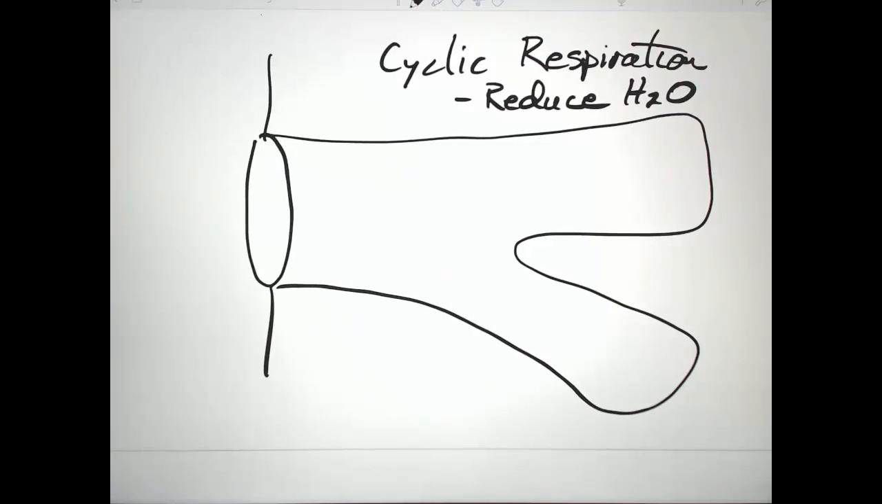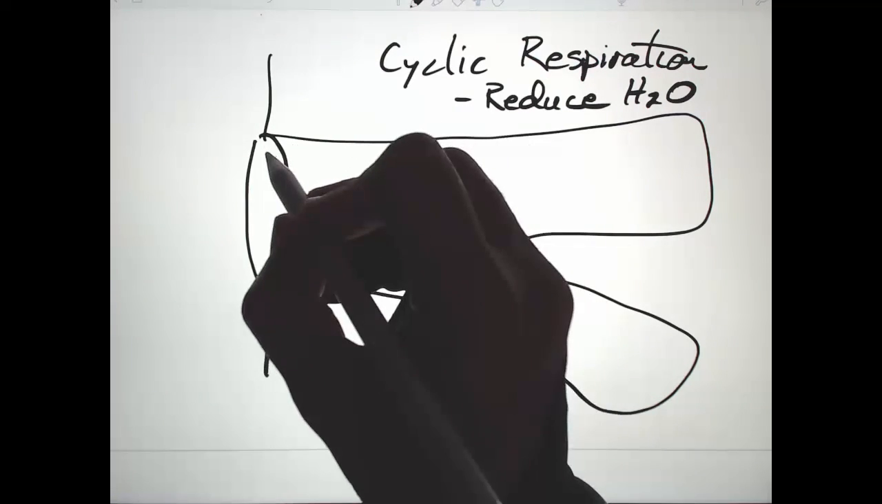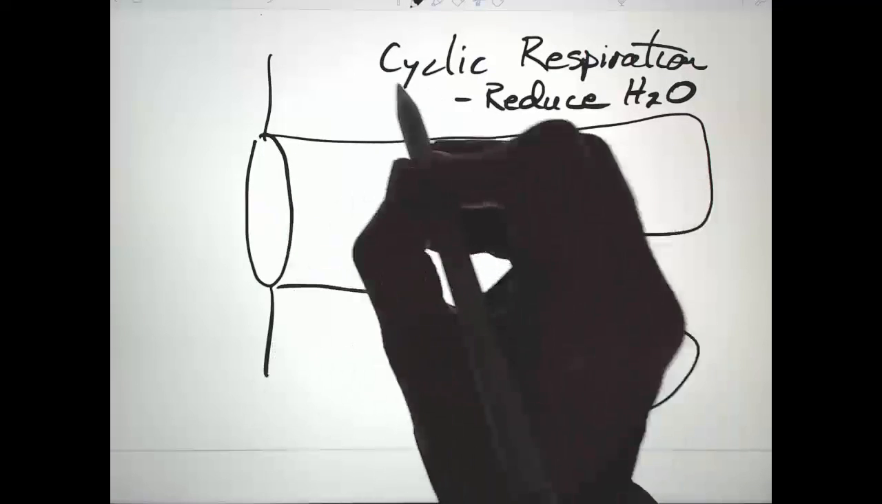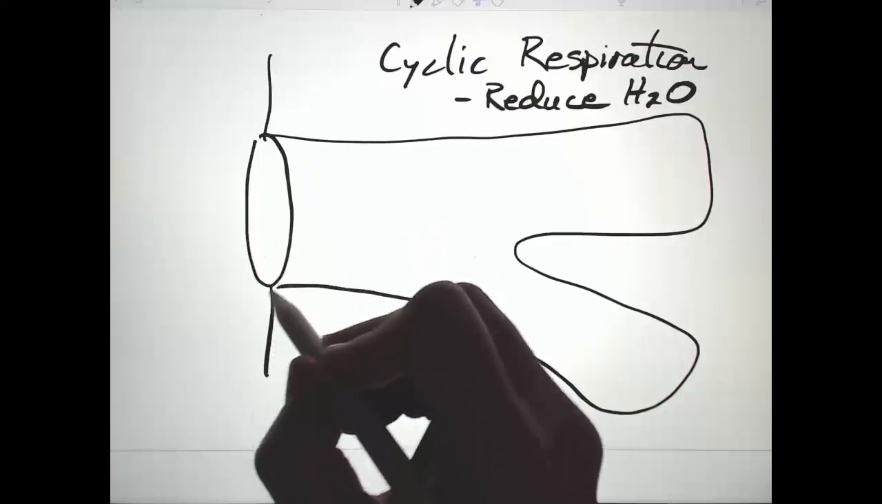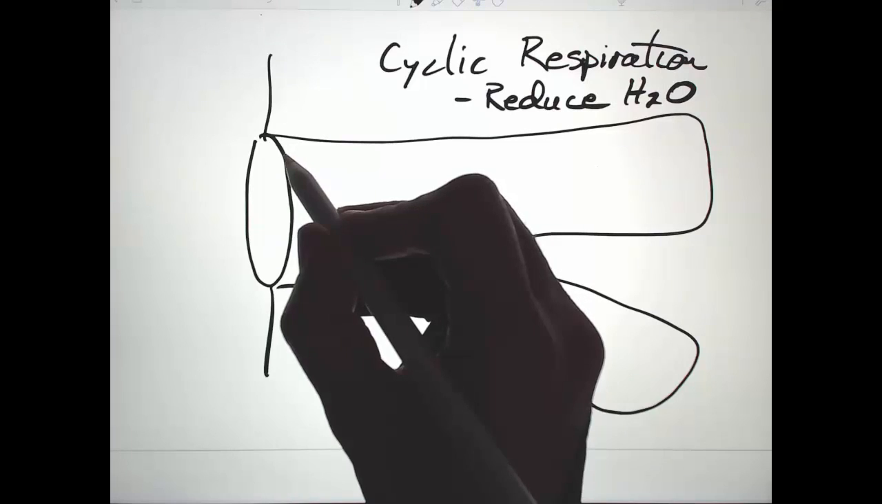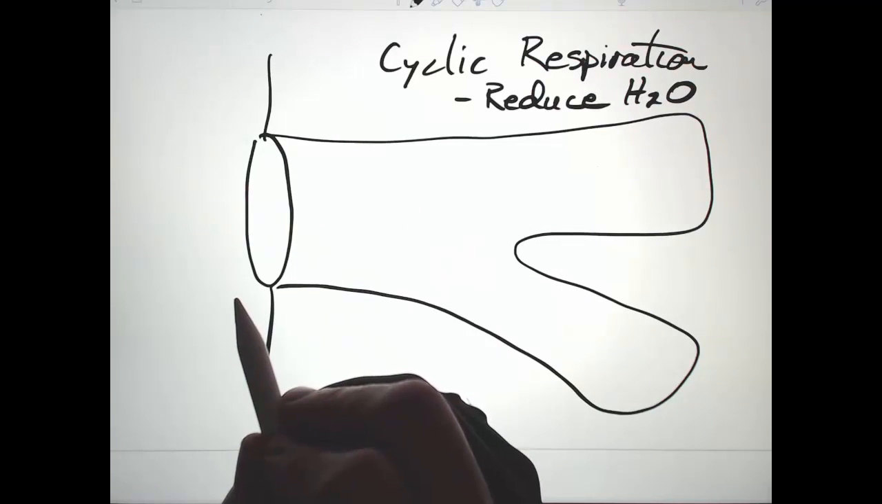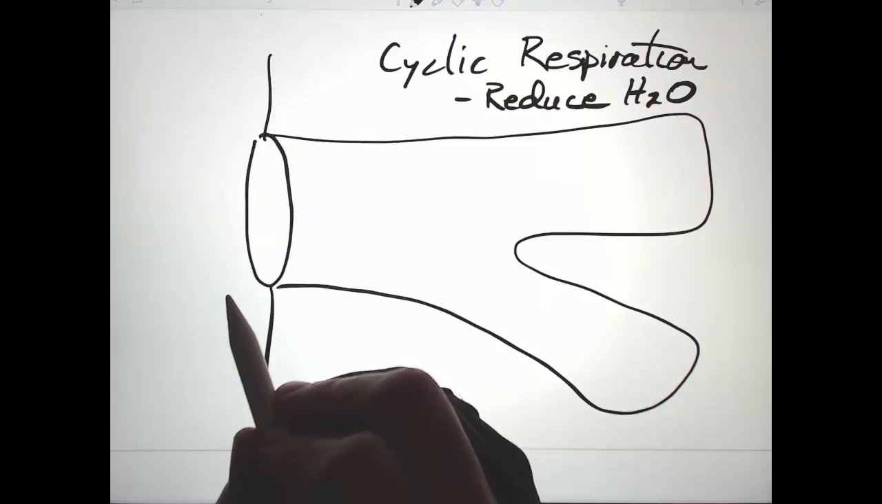Selection favors this in insects living in dry environments where they need to minimize the amount of water they lose to the environment. Spiracles can be open or closed. In cyclic respiration, the cyclic refers to the fact that the spiracles are sometimes open and sometimes closed. The pattern of spiracle opening and closing in cyclic respiration is what reduces water loss.